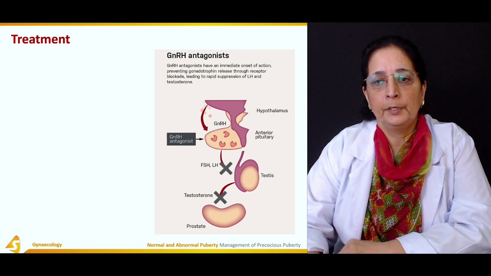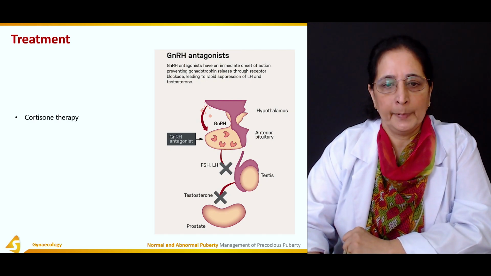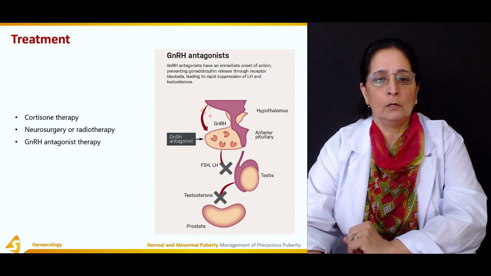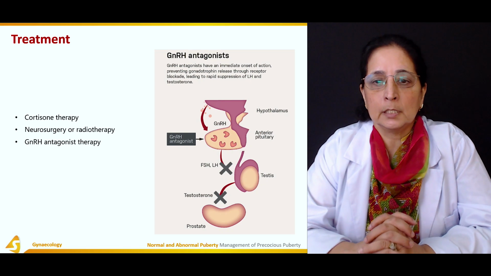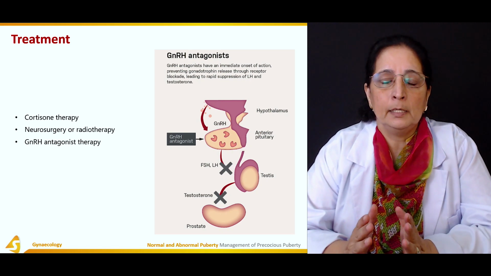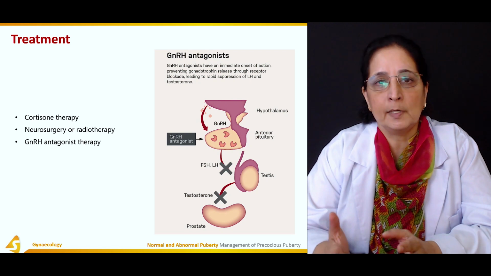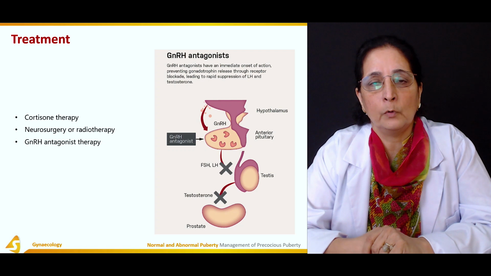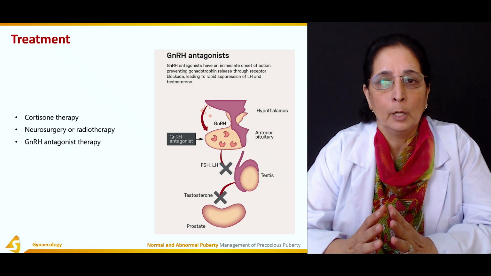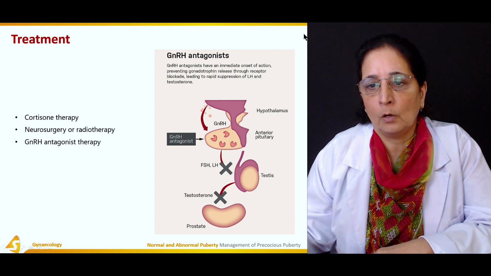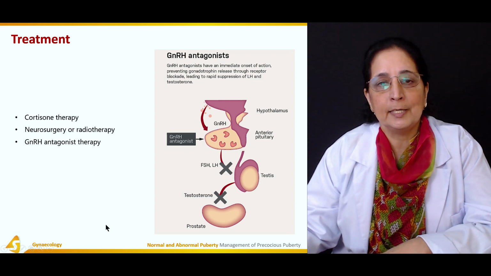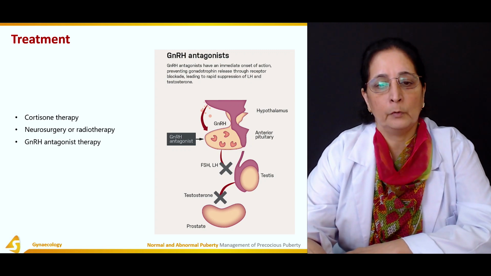The treatment of precocious puberty is cortisone therapy, then neurosurgery or radiotherapy, and then gonadotropin releasing hormone antagonist therapy. The antagonist therapy will decrease the production of gonadotropin releasing hormone, as 80% of the cases are due to increased production of gonadotropin releasing hormone or are gonadotropin releasing hormone dependent. So the antagonist therapy decreases the production of gonadotropin releasing hormone through receptor blockage. Here the receptors are blocked and this causes a decrease of the gonadotropin releasing hormone levels.